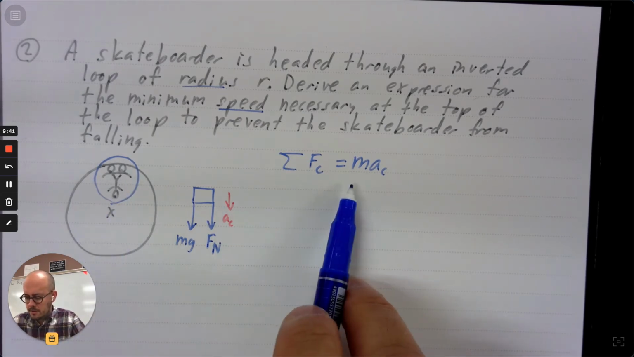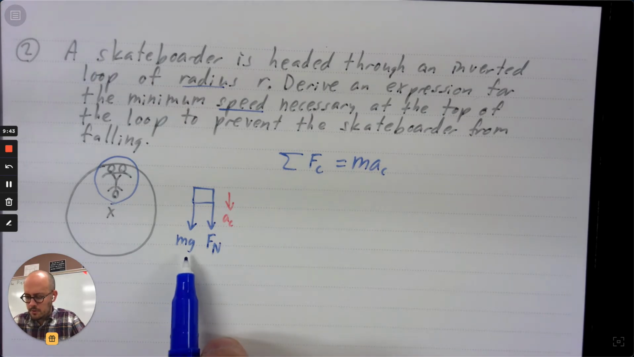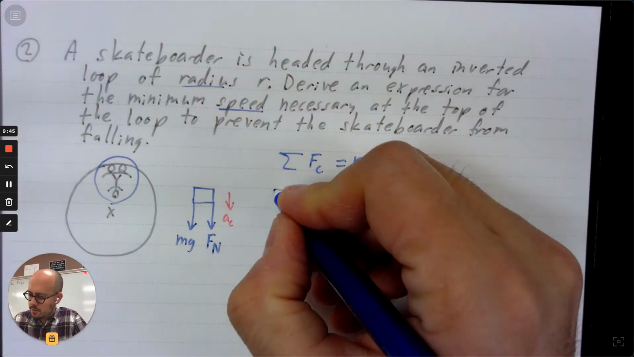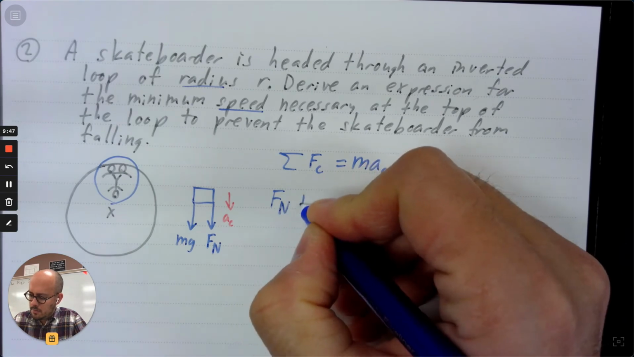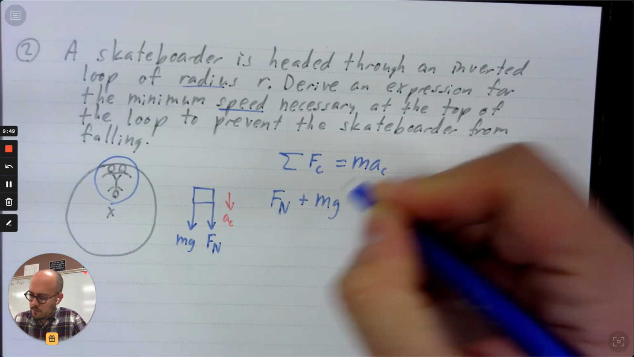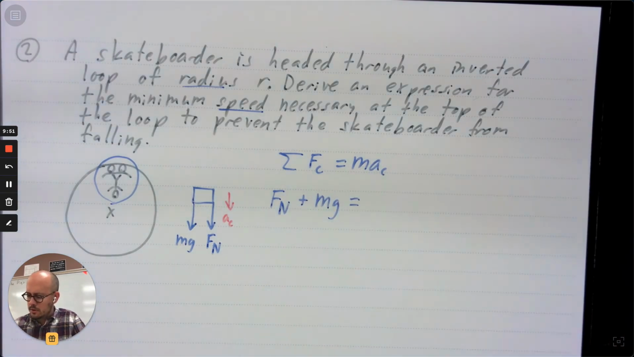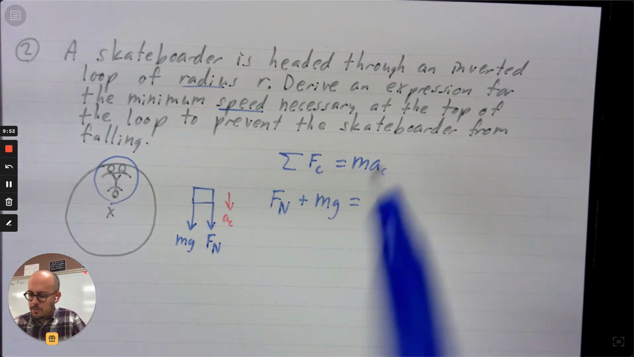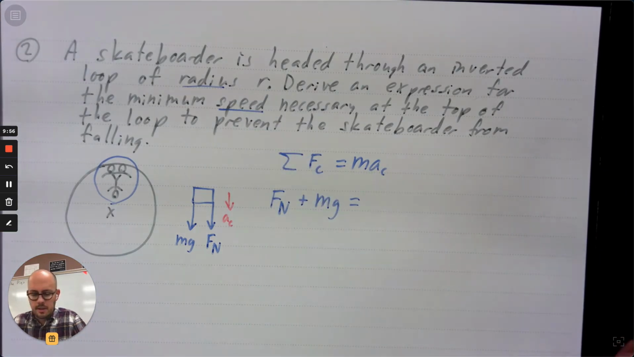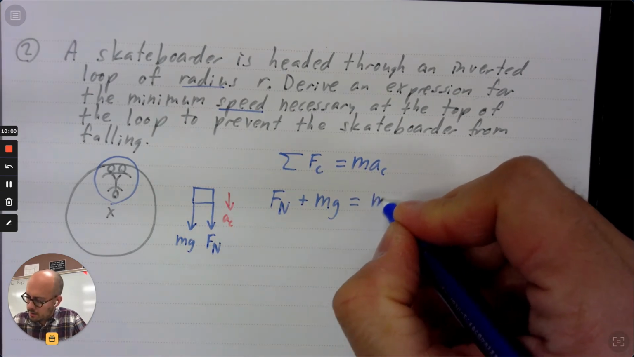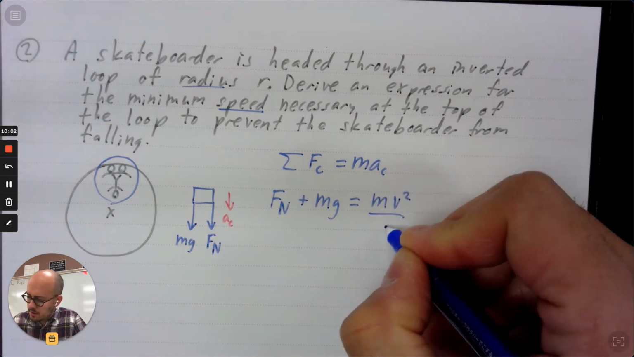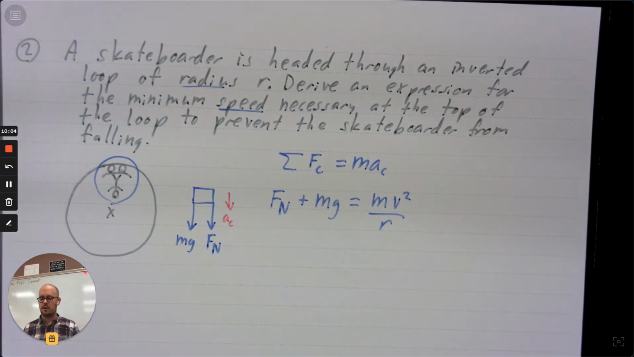So for this, the net centripetal force, well, I have to add these two forces. So it's the normal force plus the gravity force equals... And then again, because radius and speed are variables mentioned in the problem, instead of just leaving it as acceleration, I'm going to substitute in v squared over r.